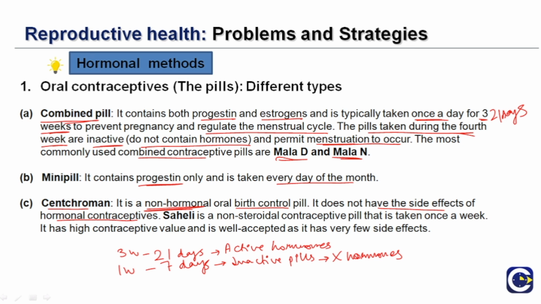What happens is, if you take these hormonal contraceptives, you play with the hormones in your body, and as a result there are sometimes side effects. This one is a non-hormonal contraceptive, therefore it will have very few side effects. And Saheli is a non-steroidal contraceptive pill that is taken once a week. It has a high contraceptive value and it is well accepted as it has very few side effects. So people can also use this as a very good contraceptive agent.